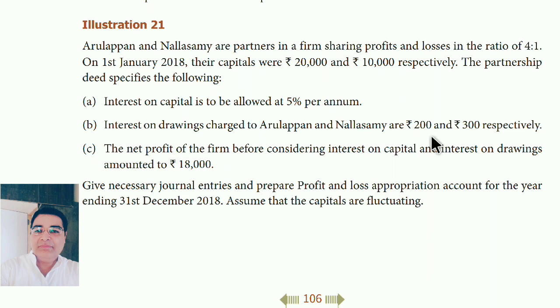Interest on drawings is given as 200 and 300, so no need to calculate. Net profit is also given as 18,000, so you only have to substitute the amount. What do we have to prepare here? Give necessary journal entries and prepare profit and loss appropriation account for 31st December 2018.